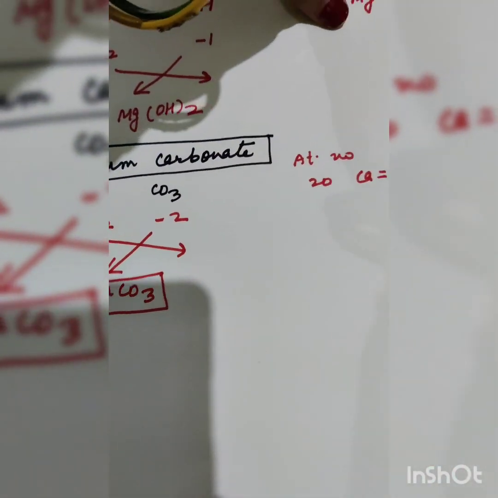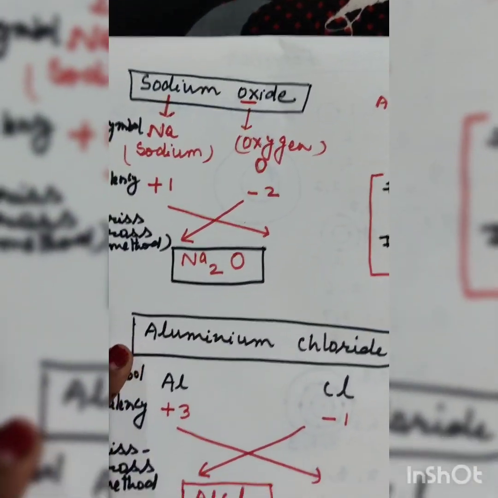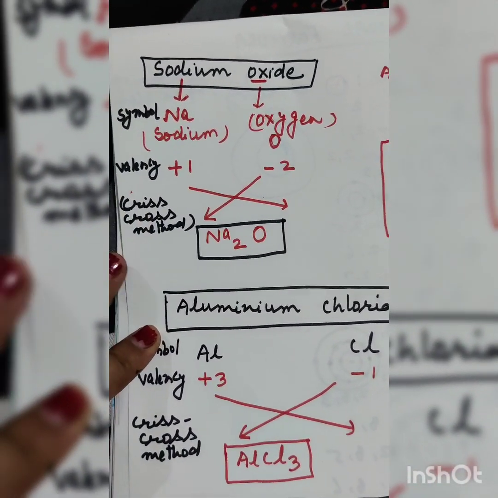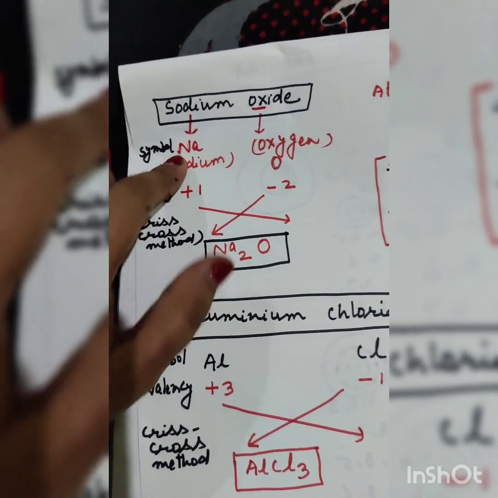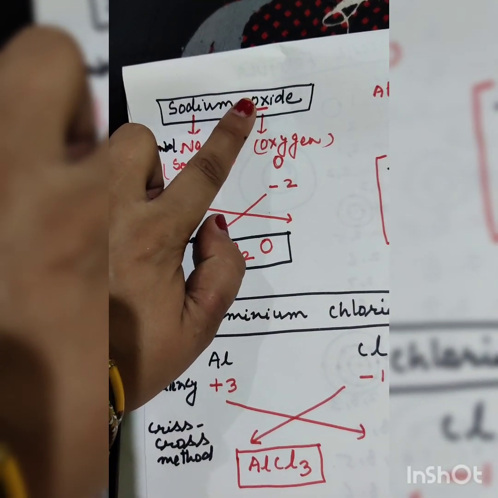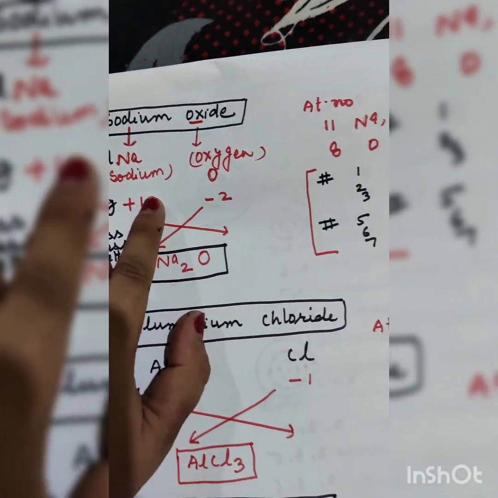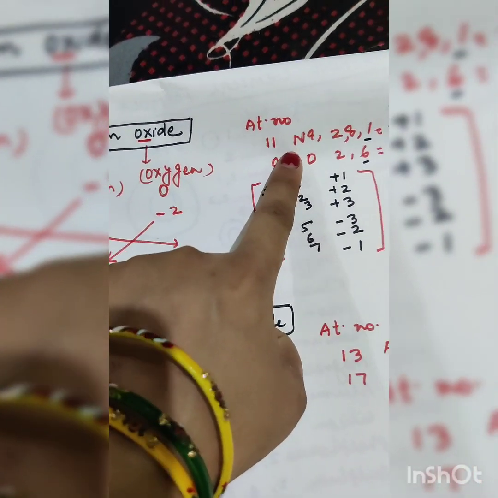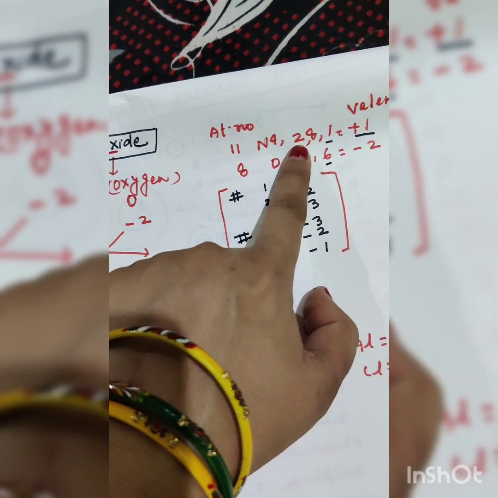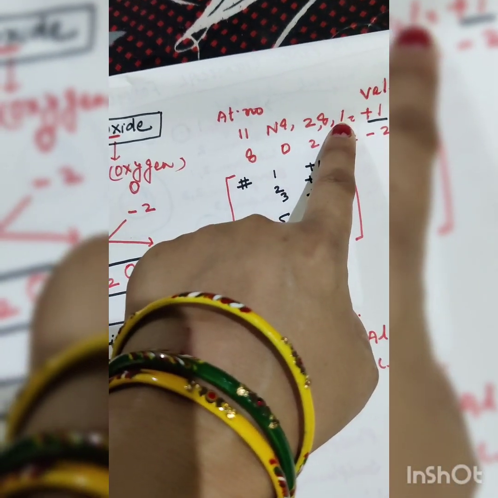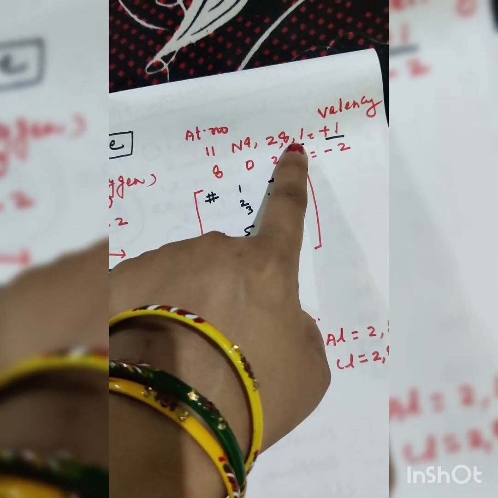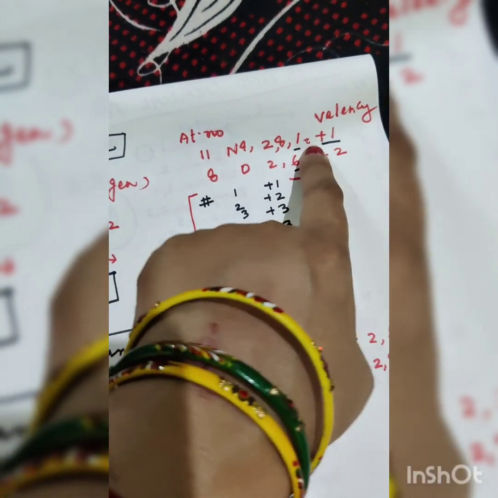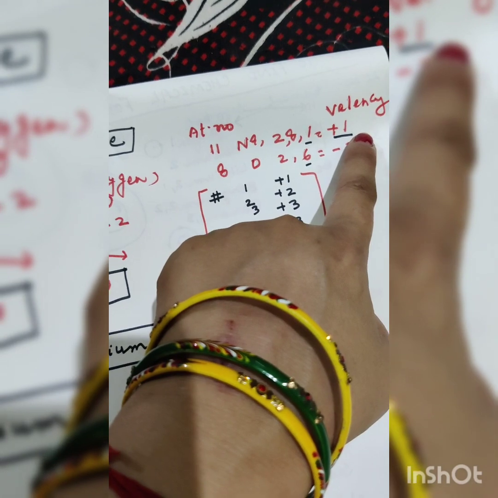Now, how to write a chemical formula of a compound? The first compound is sodium oxide. Sodium is represented with the symbol Na, and oxide is represented with O. The atomic number of sodium is 11 and its electronic distribution is 2, 8, 1. 1 electron is present in the outermost shell of sodium. Hence, its valency will be represented as +1.